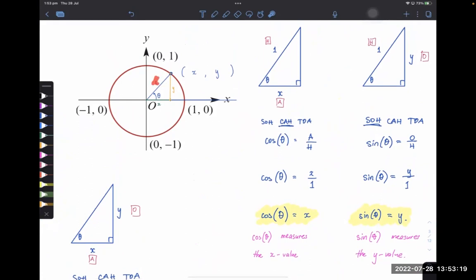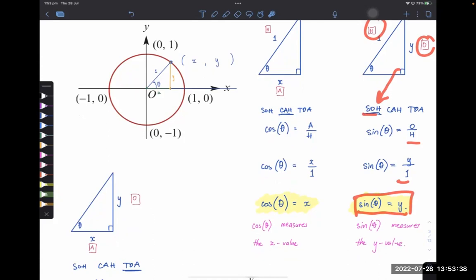If we filter out our Y, notice we're not going to look at the X over here. We're just going to look at these two values and the angle. If we filter it out, you'll notice we have the opposite and the hypotenuse. We're going to use sine. So sine measures the Y value. You can see the mathematics there come out.